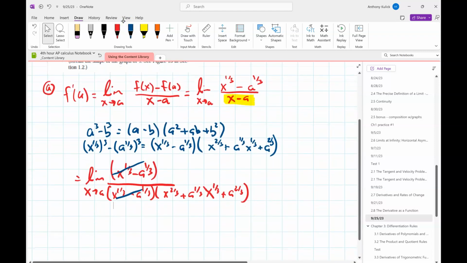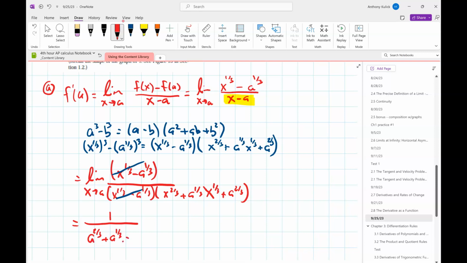So when I do my limit, I'm going to have a 1 on top, and I'll have an a to the 2/3 plus a to the 1/3 times x to the 1/3 plus a to the 2/3. When I simplify that, oops, that's not supposed to be an x anymore, I subbed an a in. I have a to the 2/3 plus a to the 2/3 plus a to the 2/3. So I have 3a to the 2/3. So far, so good? Mm-hmm.